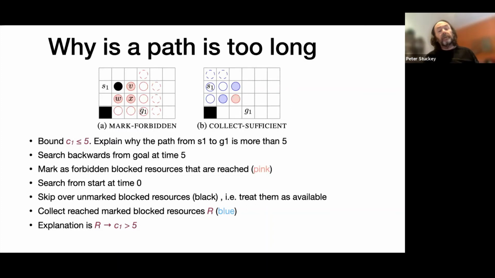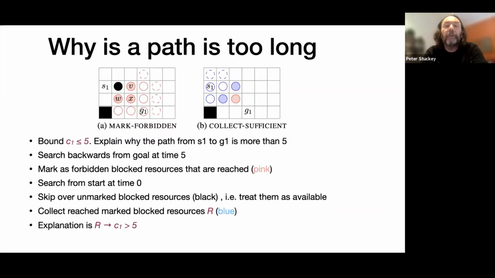And then we search from the start at time 0, and we treat unmarked conflict resources as usable. We don't treat them as if they're there, and then we collect all of the marked blocked resources. So basically, we find that only the V and W resources are what's stopping us getting from S1 to G1 in 5 steps. And you can check it yourself.